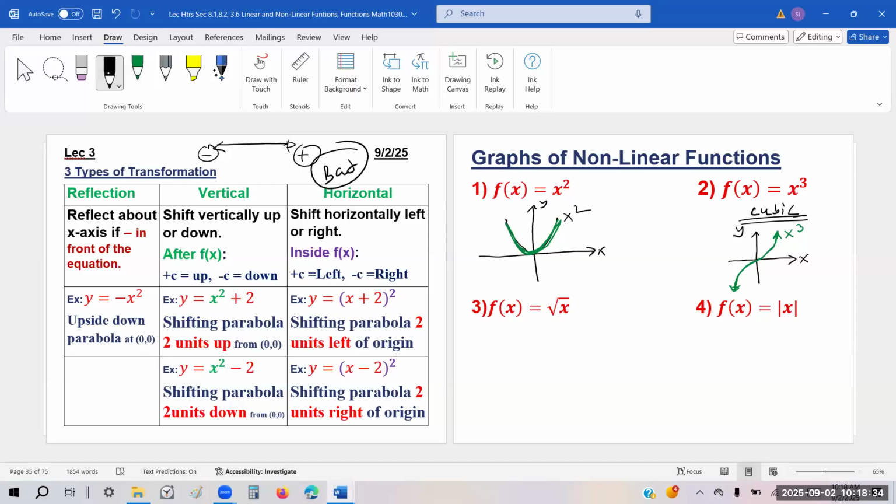The third type is the square root function. This is x, this is y. I also do the same thing here. This is x, this is y. The square root function starts from 0 and goes up little by little. So slowly it goes upward. This is the square root function.